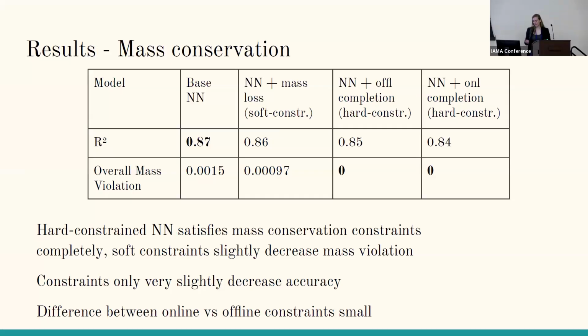Let's go through the results briefly. Basically here, looking at mass conservation. So the overall baseline neural network does okay. It reaches an R² score of 0.7. And then it has some mass violation, which gets decreased a bit by adding the soft constraint, but is still there significantly. And then with the hard constraint, we get a guaranteed mass conservation. But whether it's online or offline here doesn't really matter.